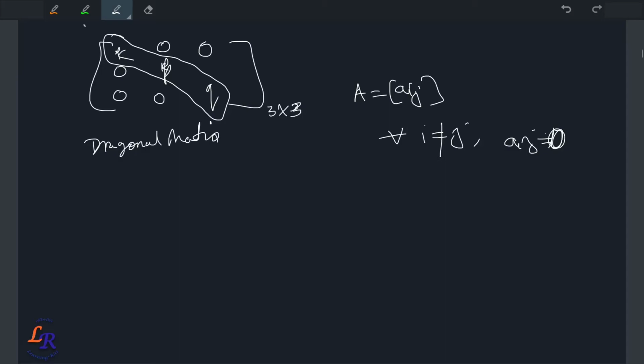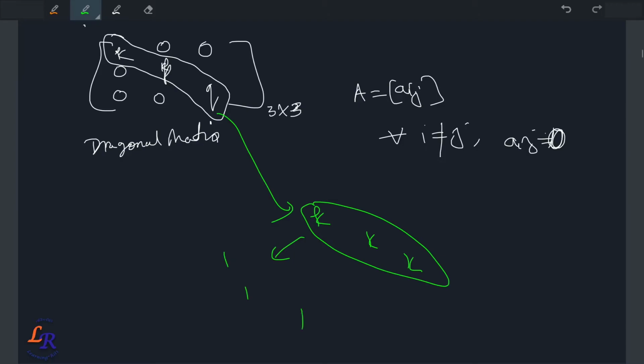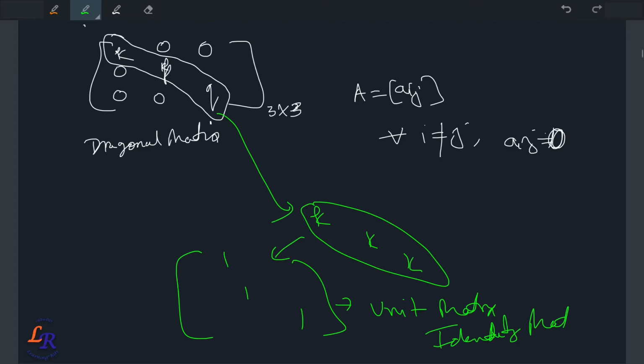Now we had seen the scalar matrix, right? A scalar matrix is again a part of the diagonal matrix where the principal diagonal elements are a constant value, right? All will have the same value, the whole diagonal. And it also has a further subclass. If each element is 1, then it is called a unit matrix or identity matrix.